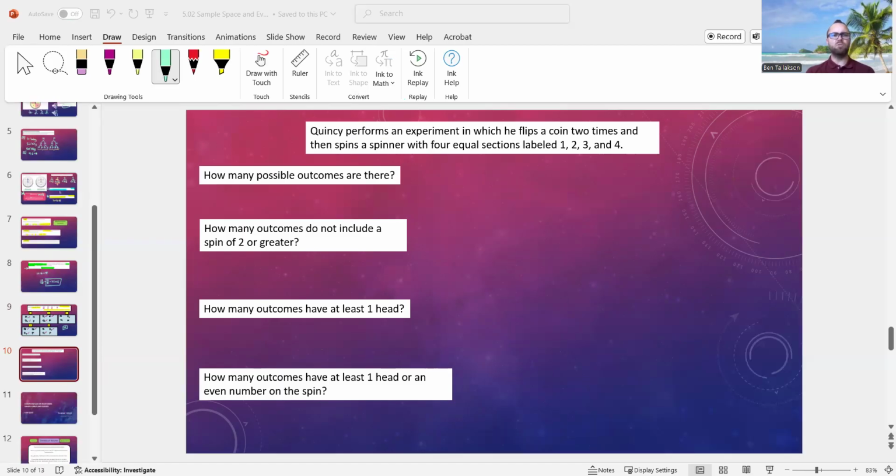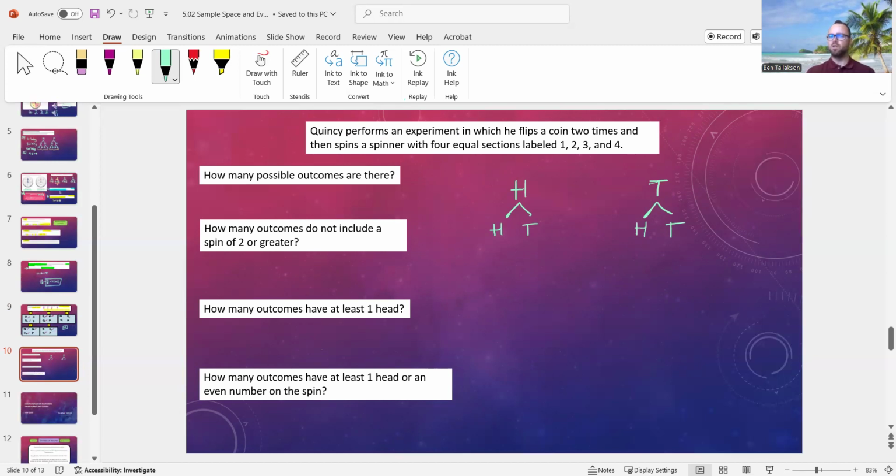How many outcomes do not include a spin? Okay, so these are all great questions, but we kind of need our tree diagram first, right? So let's draw it out and see what happens. If you'd like to pause and test yourself, I highly encourage it. But we're told what happens. First, he flips a coin 2 times. 1 coin, so heads or tails. And then he flips it again, heads or tails. Then what happens? He spins a spinner with 1 through 4 on it.